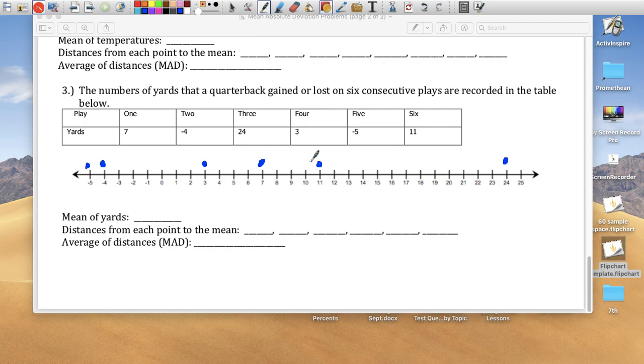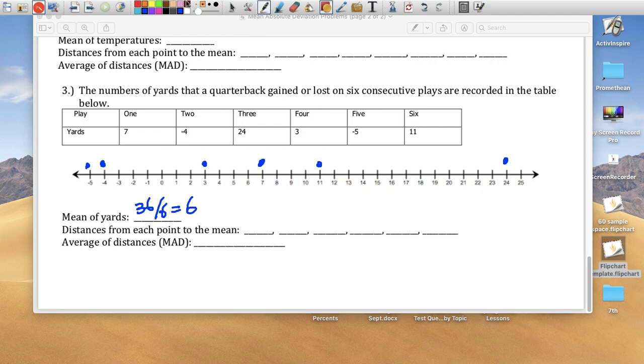So the mean is 36, and we're dividing that by 6, so 6. So on average, this quarterback moves forward 6 yards. That's what this is saying. On average, he moves the ball forward 6 yards on every play that he does. That's what it means. Okay, so let's find the distance.